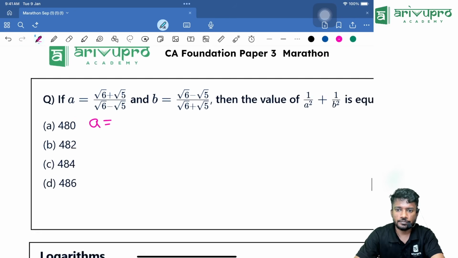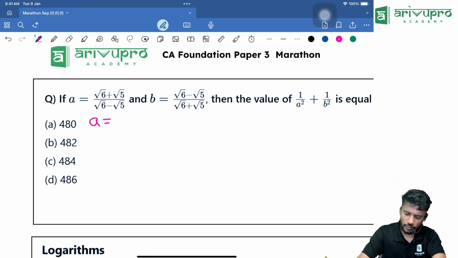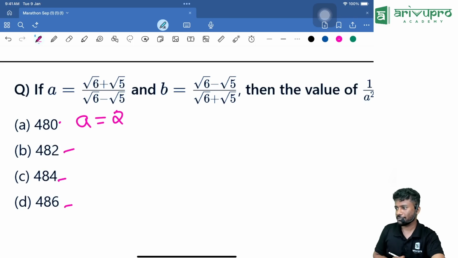How much now? A is equal to how much? 21.99. Okay, I require the exact value because look at the options. The options are very nearby. We should consider each and every decimal point. That is important.